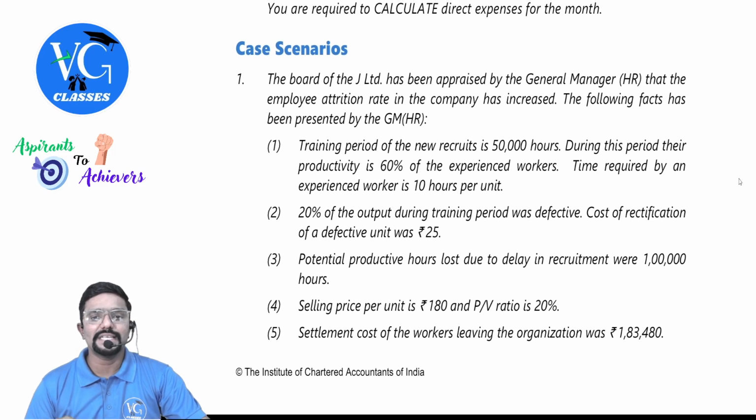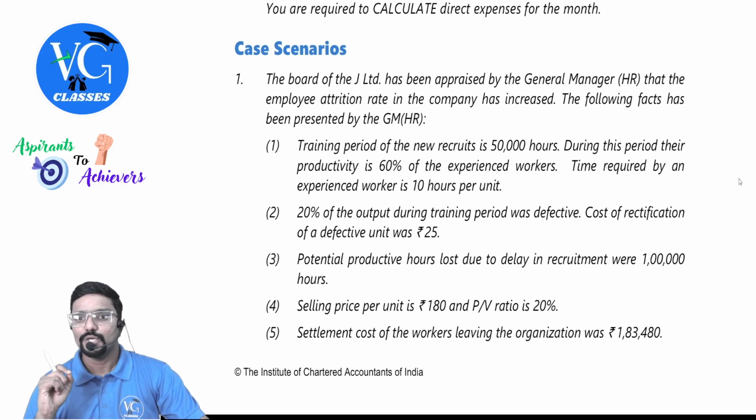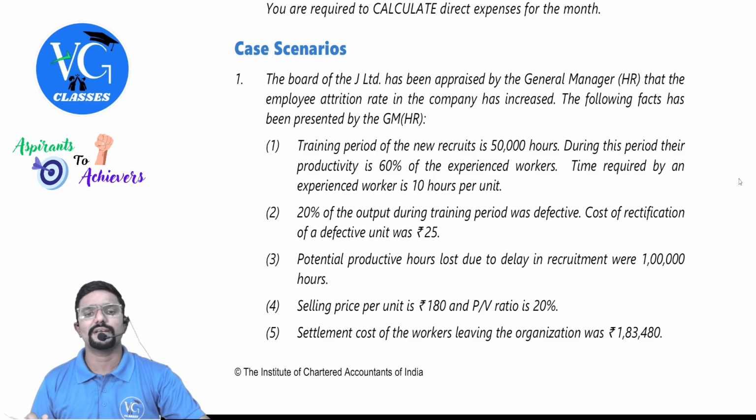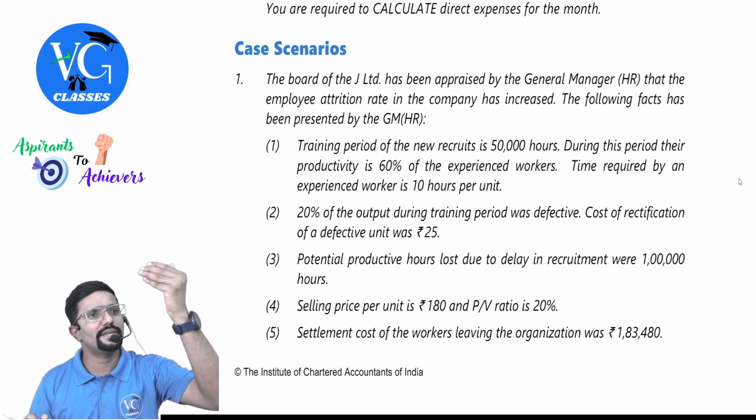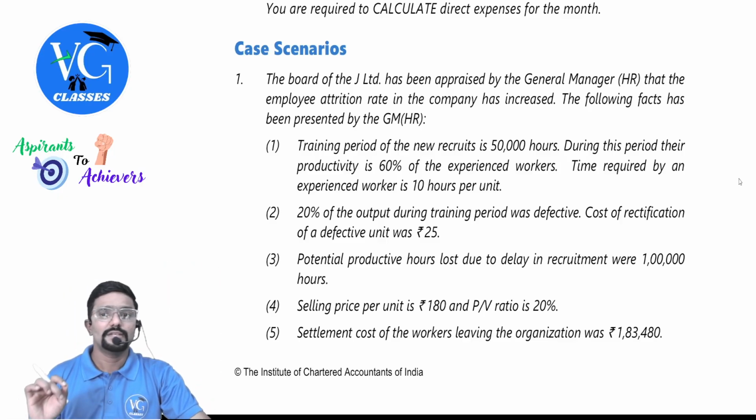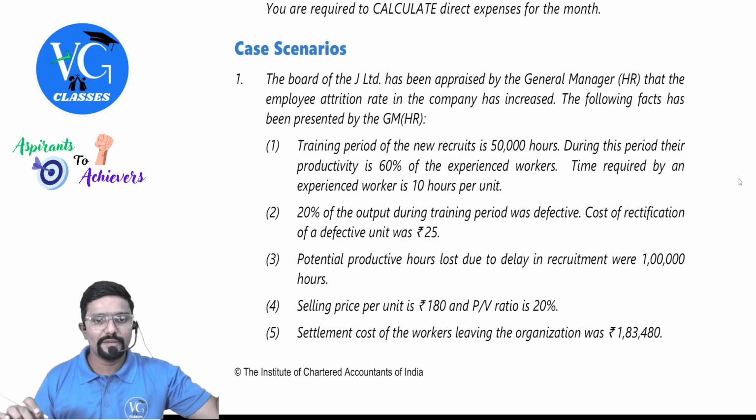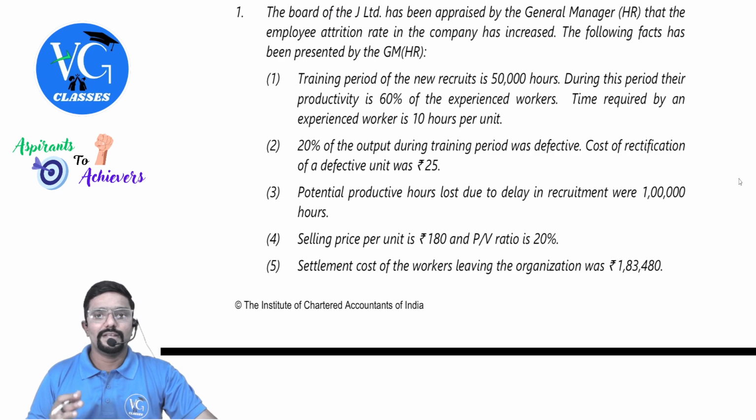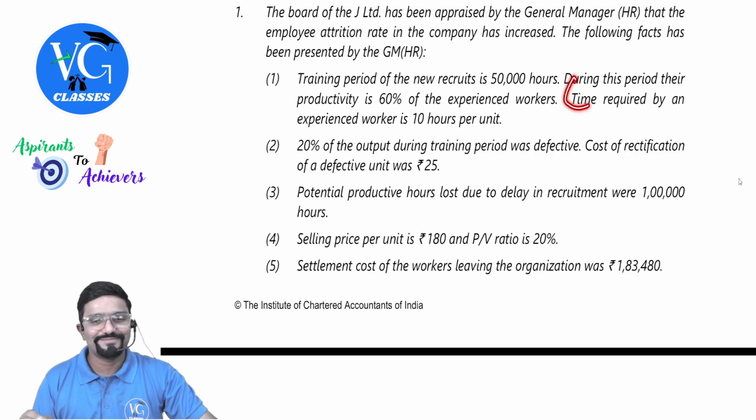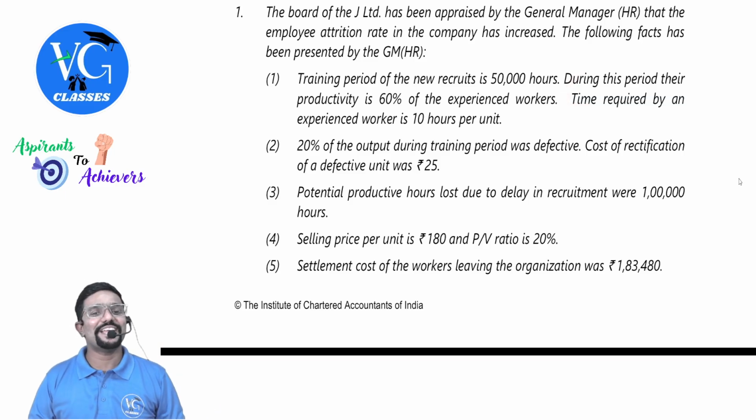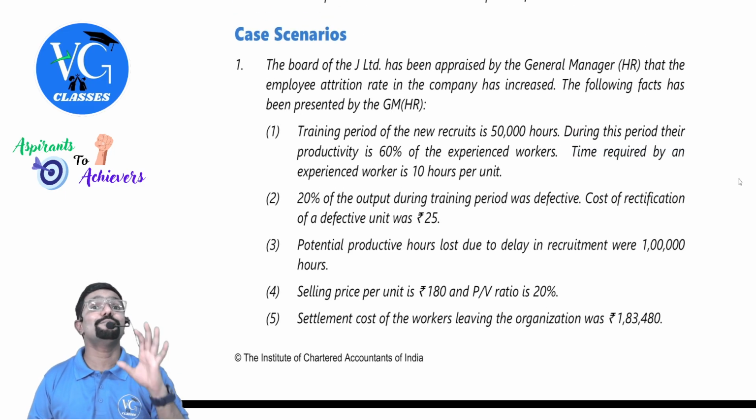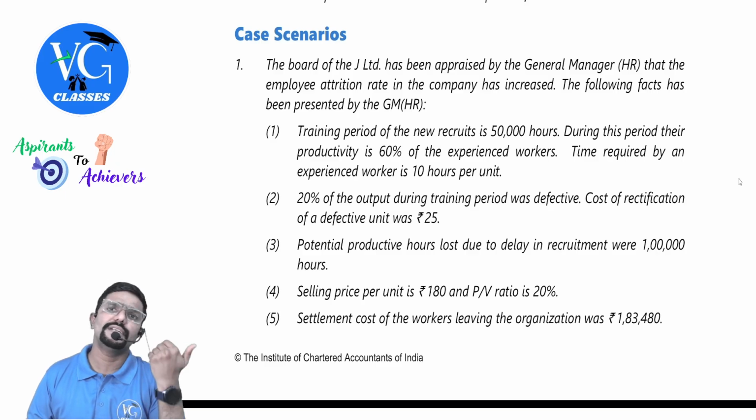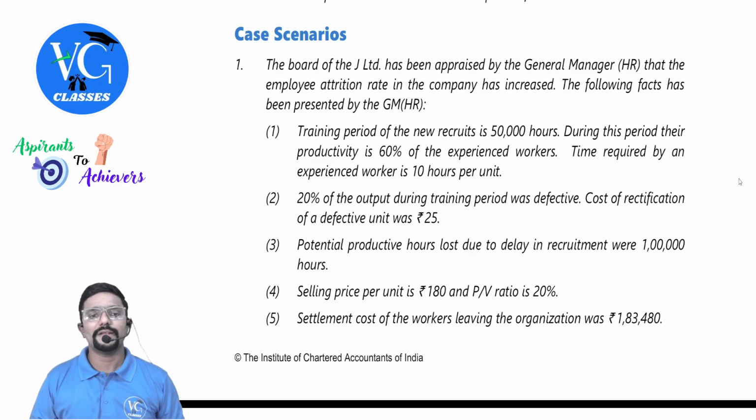Training period of new recruits is 50,000 hours. During this period, their productivity is only 60% of an experienced worker. So can I tell 40% is ineffective, unproductive? Yes, sir. Time required by an experienced worker is 10 hours per unit. To produce each and every unit, how much time will experienced workers take? 10 hours. Okay. Second one.